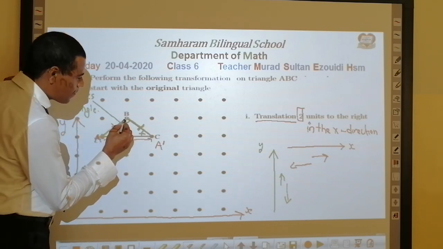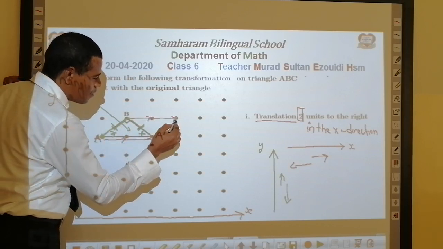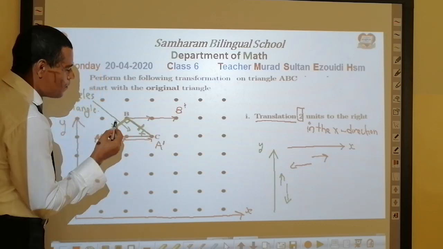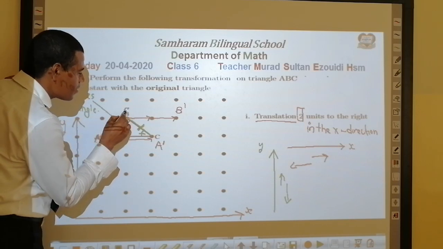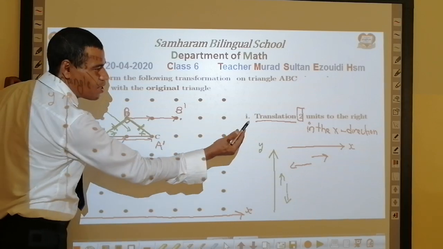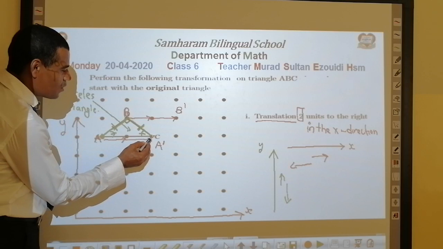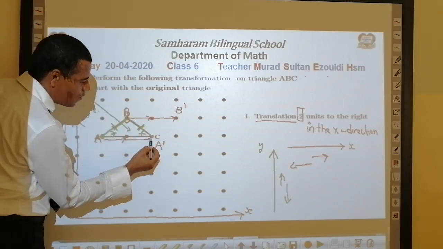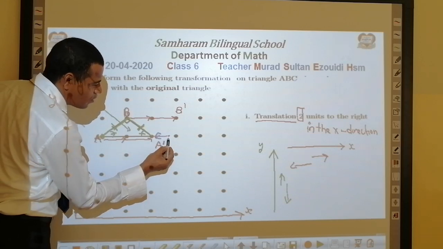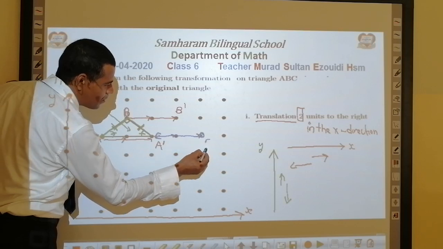Then for B, I will move 1 unit, 2 squares. This is the point B prime. It means the point B, my kids, slides 2 units to the right in the x-axis. This is the x-axis. And the last point is C. C moves 1 unit to the right, then 2 units to the right. So this one is called C prime.